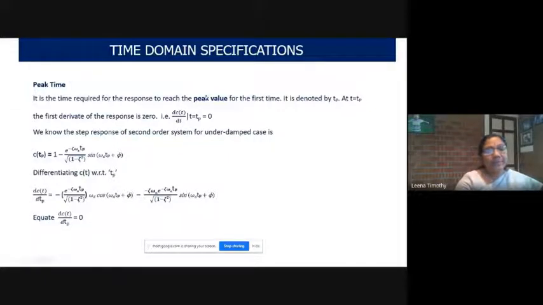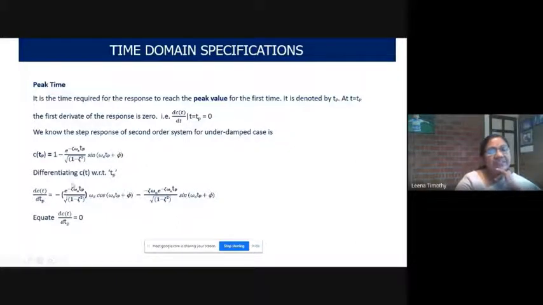Similarly, next we can find an expression for peak time. Peak time is the time required for the time response to reach the peak value for the first time. It is denoted by Tp, at t is equal to Tp. In order to get the maximum or peak value, we have to differentiate with respect to Tp and equate it to 0. So the response is this, and replace t by Tp. We have to differentiate with respect to Tp in order to get the peak value.